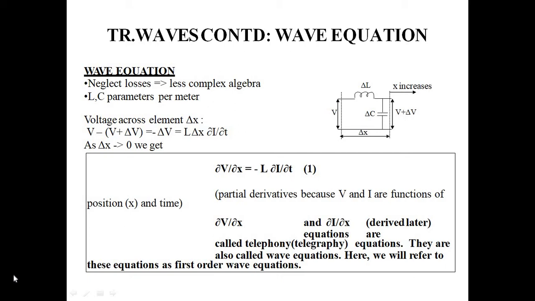Partial derivative, because V and I are functions of position x and time. Dou V by dou x and dou I by dou x are derived later. These equations are called telegraphy equations. They are also called wave equations. Here we will refer to them as the first order wave equations.